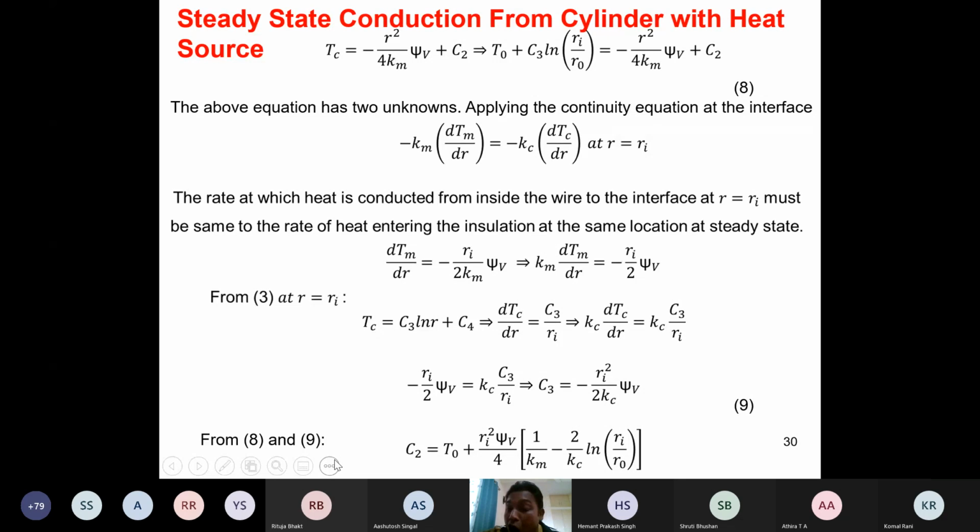Now here you can see C3 is not in terms of Tc. The point to be noted here is that C3 is not in terms of Tc. If you look at equation number 9, C3 is in terms of ri, which is known, psi v, which is known, and Kc is also known. So all the variables in equation number 9 are known. If we put equation number 9 in equation number 8, we can calculate C2. C2 is calculated as T naught plus ri square psi v by 4 in the bracket 1 by Km minus 2 by Kc ln ri by r naught. Just check whether this is correct or not.